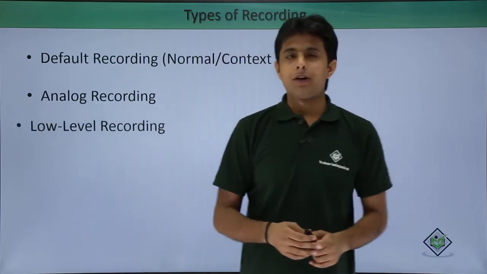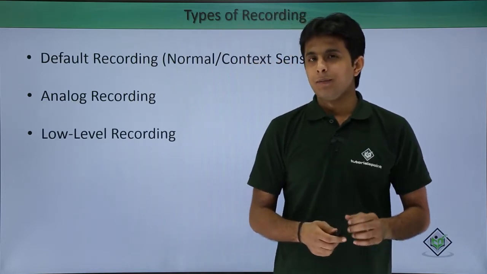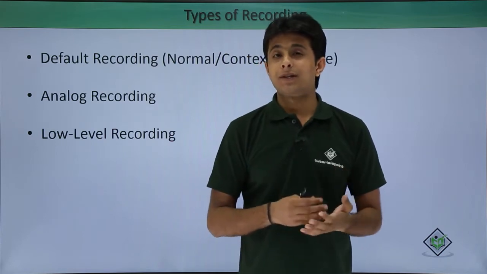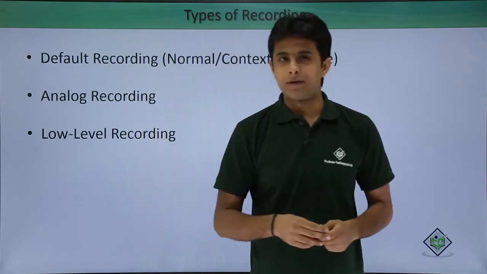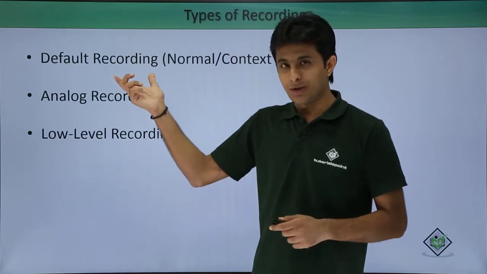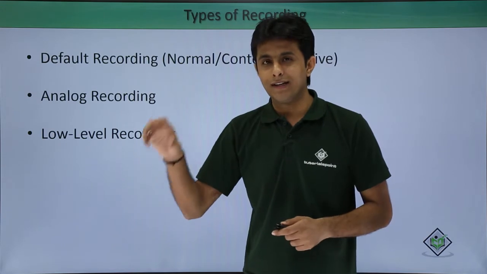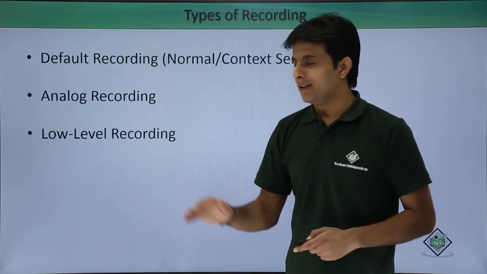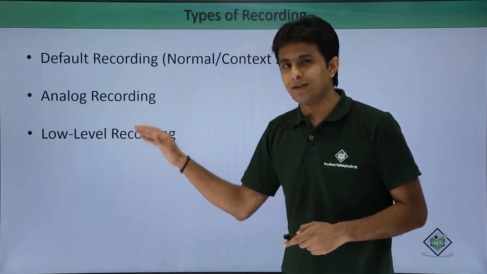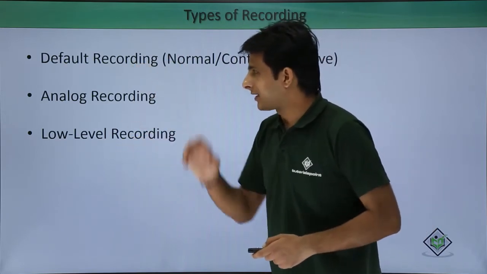The next type of recording is known as low level recording. Why low level recording is used is because sometimes you want to capture the coordinates of the object, so that time you can go for low level recording. This will capture the object properties and values. This will capture the coordinates of the object in the application, right? So that time you can go for low level recording. Definitely the file size will also be heavier as compared to default recording, right? So these are 3 types of recording.